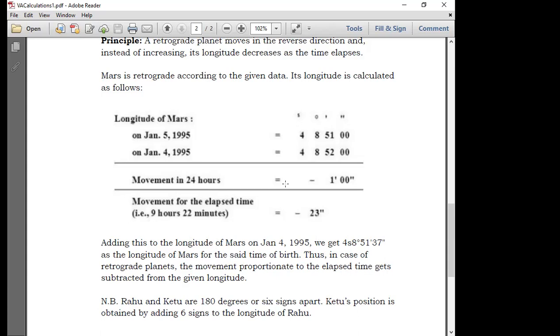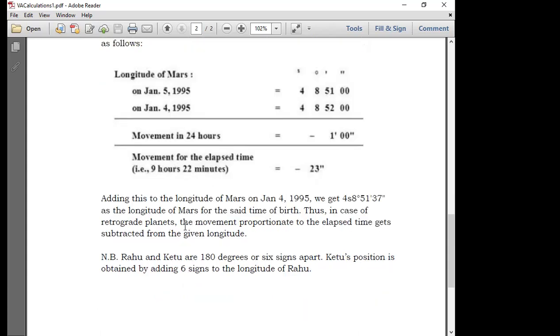So as I said, in case of retrograde planets, the movement proportionate to the elapsed time gets subtracted from the given longitude. And you don't need to calculate the longitudes of both Rahu and Ketu, because Rahu and Ketu will always be 180 degrees or 6 signs from each other. So you just calculate the longitude of Rahu and then add 6 signs to get the longitude of Ketu. It will be the same basically.